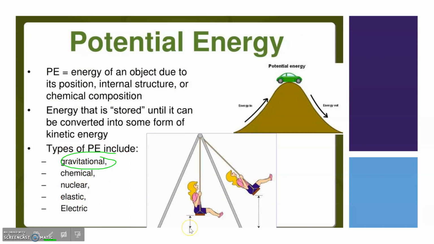Here, the girl on the swing. If you were to measure her potential energy, down here, not that much potential energy. A little bit, because she is raised up off the ground. She's that high off the ground. But when she starts swinging, her potential energy increases because her height increases. So when we're talking about gravitational potential energy, it all depends on the height of the object. The higher the object goes, the more potential energy that you have.